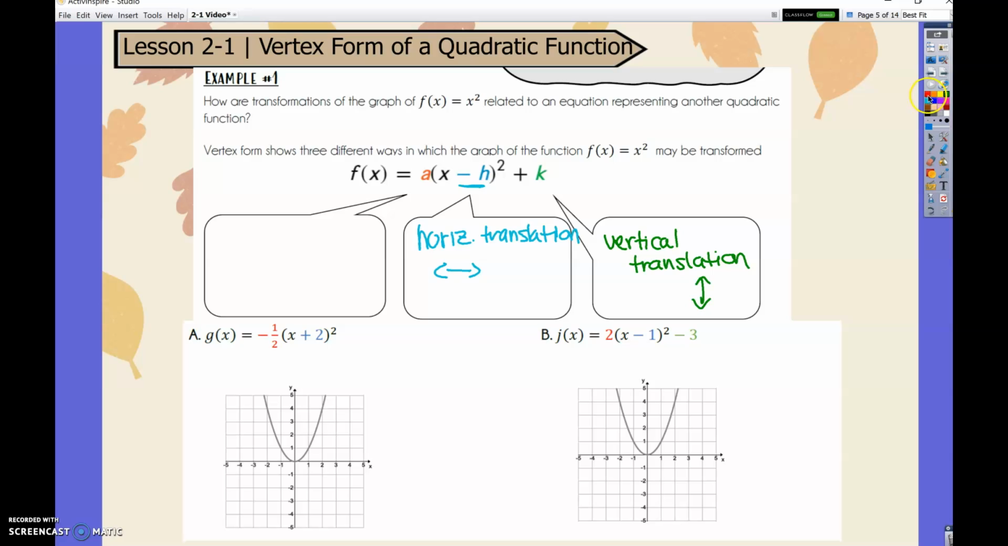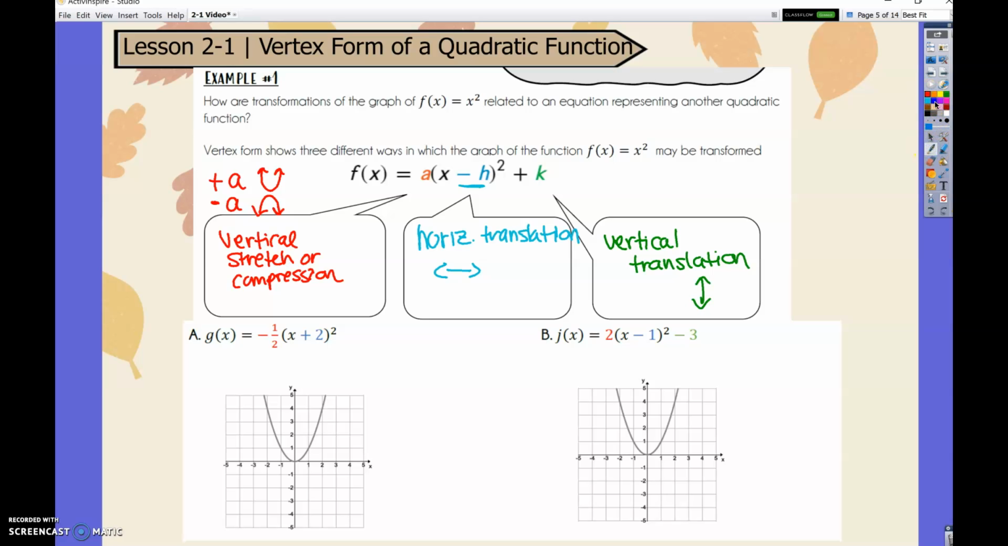This a value, you've probably dealt with it before. Most kids know that if the a is positive, it will open upwards, and that's still going to be true. If there's a negative a value, it's going to open downwards. So the a value can tell us which direction the graph is opening. It can also tell us whether it is a vertical stretch or compression.